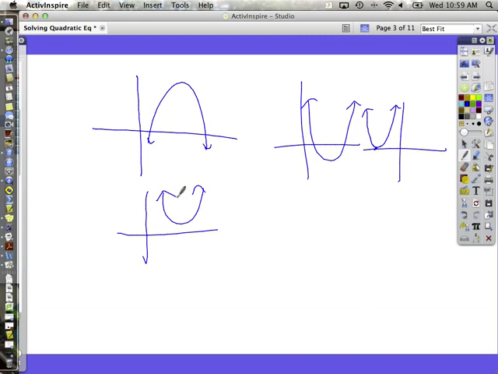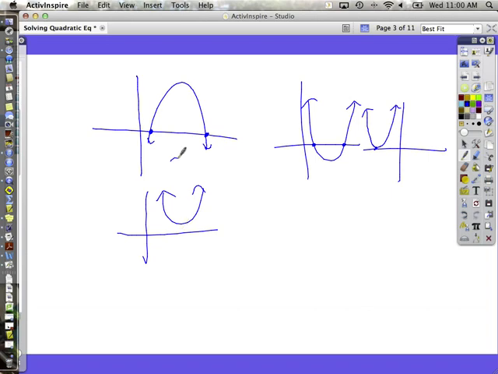Okay, so every time I hit the x-axis, what happens is I get an x-intercept, or a root, or a solution. Okay, and that's what I'm going to be doing. That's what we're going to be doing when we solve a quadratic. So I'm trying to find where does this parabola hit the x-axis.